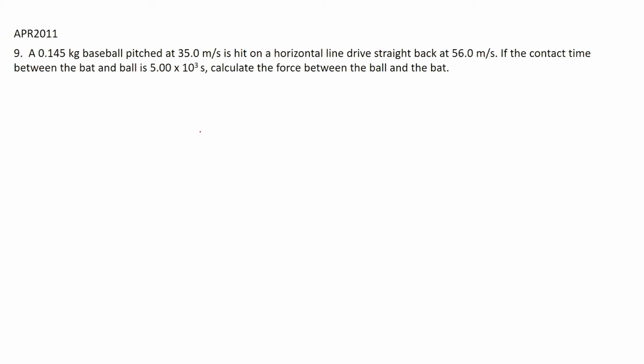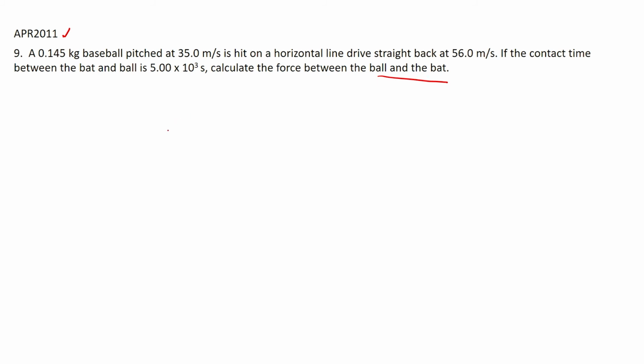Next, we move to question number 9, which is the last question. Past year, April 2012. Okay, read the question. A 0.145 kg baseball is pitched at 35 meter per second and hit on a horizontal line drive straight back at 56 meter per second. The contact time between the bat and the ball is 5 times 10 to the power of negative 3 seconds. Calculate the force between the ball and the bat.